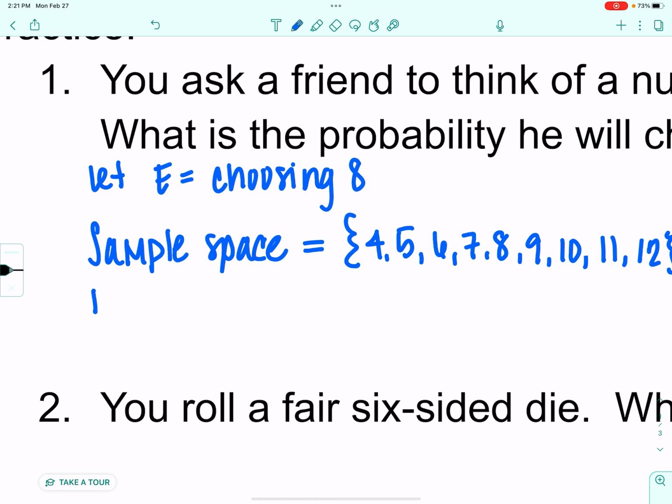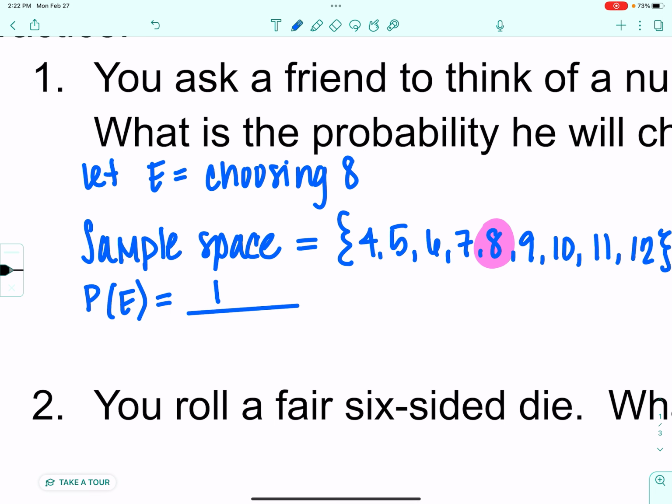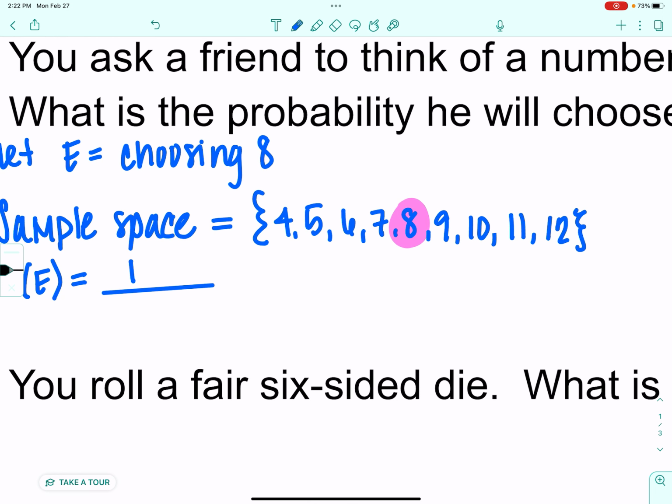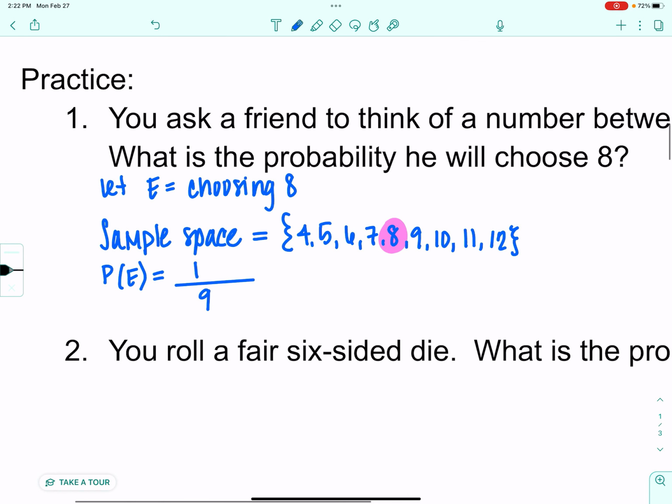So the probability of E, of this person choosing 8, well, there's only one option for choosing 8. Our sample space only has one 8 in it. But he could guess any of those numbers. So we have 1, 2, 3, 4, 5, 6, 7, 8, 9 numbers in our sample space. So he could guess one number. That's the only way he could get it right out of a total of 9 options. That means our probability of choosing 8 is 1 over 9.